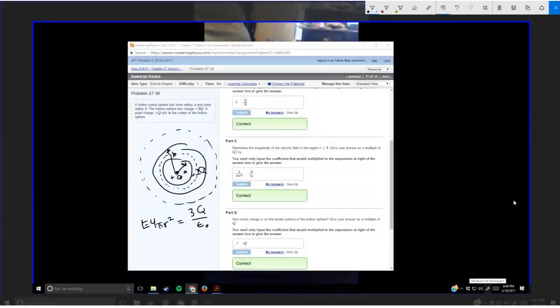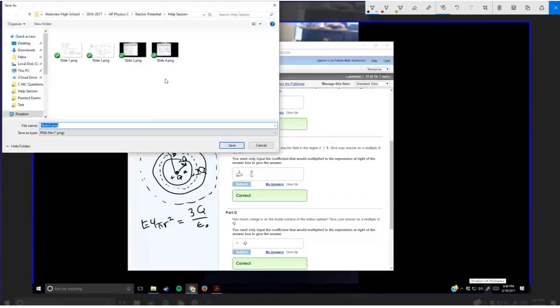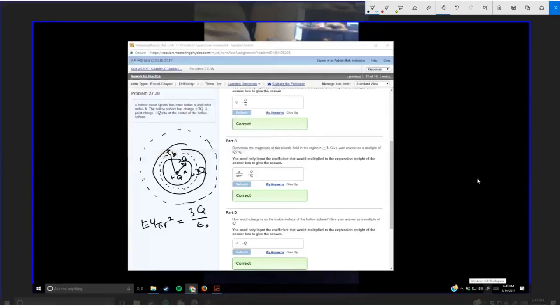It must contain a net charge of 0. So how can it contain a net charge of 0? It's only if there's a negative Q right at the inner surface, so that this negative Q cancels with that positive Q. And so that's where we get the negative 1Q. Okay, and then we'll work our way out.